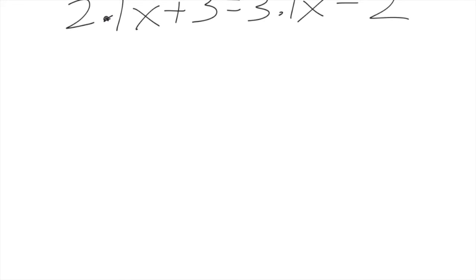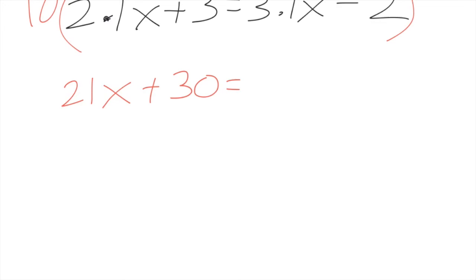Okay, let's see if you got this right. In this case, because it's a decimal and I want to get rid of the decimals, I'm going to multiply the entire equation by 10. 10 times 2.1x gives me 21x. 10 times 3 gives me 30. 10 times 3.1x gives me 31x. And 10 times negative 2 gives me negative 20.